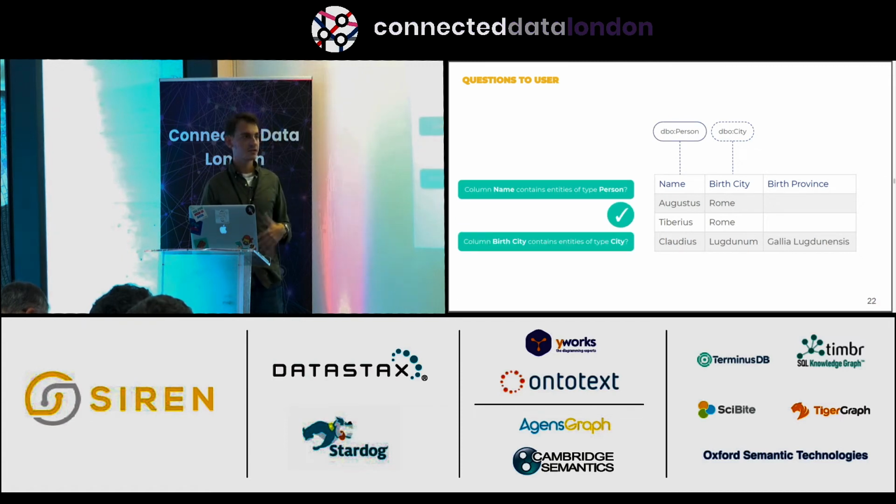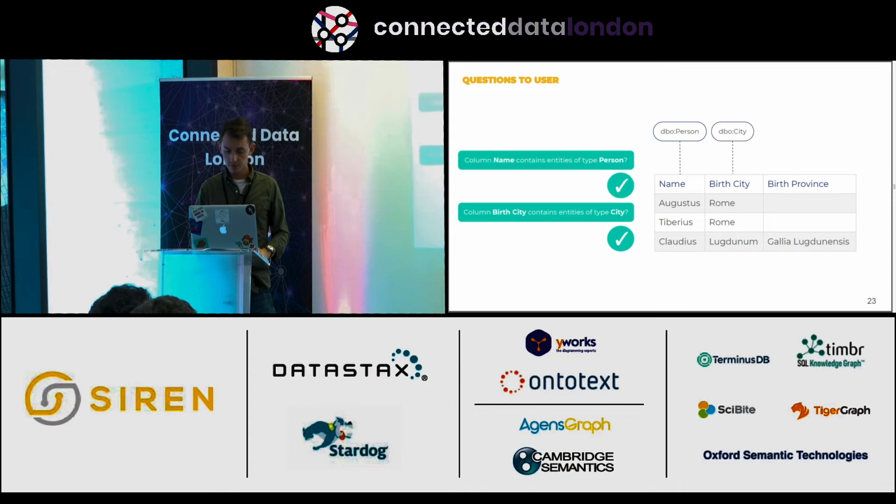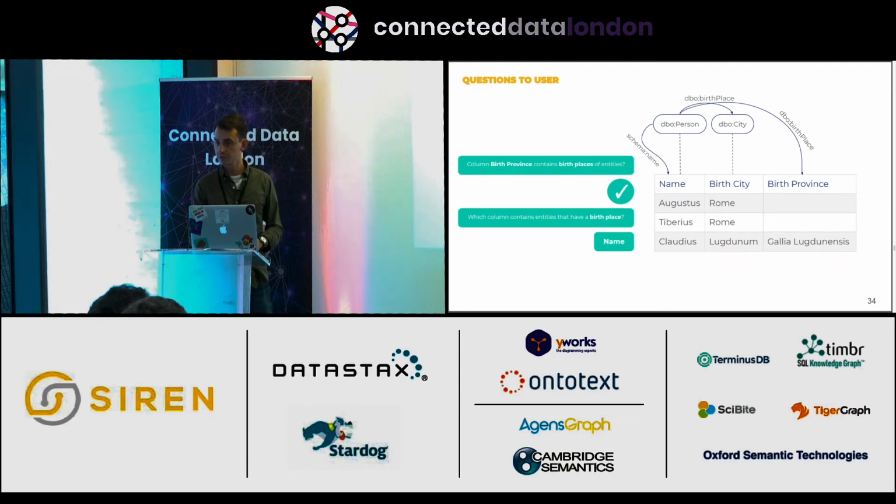And we ask another type of question to link the properties to their entity. We ask which column contains entities that have a name attribute. By doing so, we link each property to the relevant entities. And when the users have answered all questions, we can go to the mapping generation process.